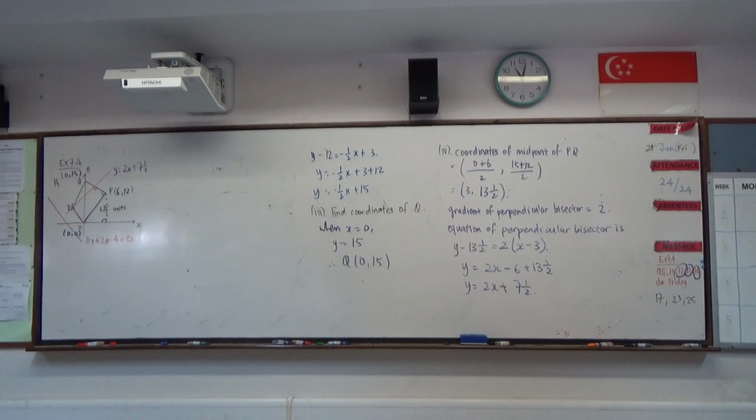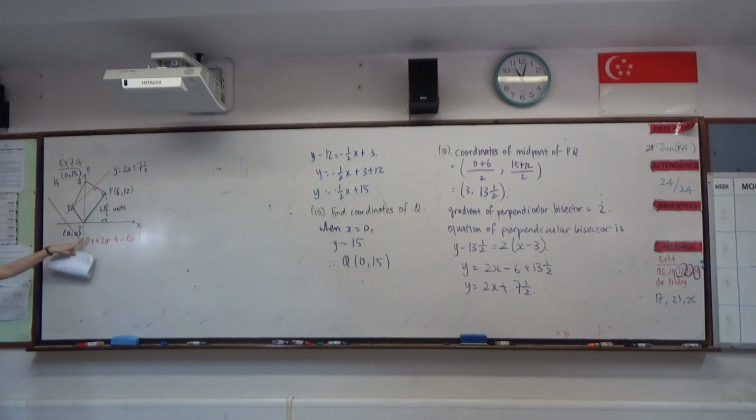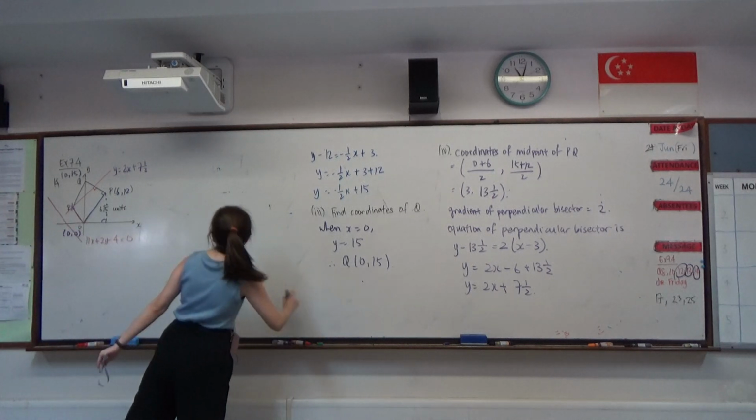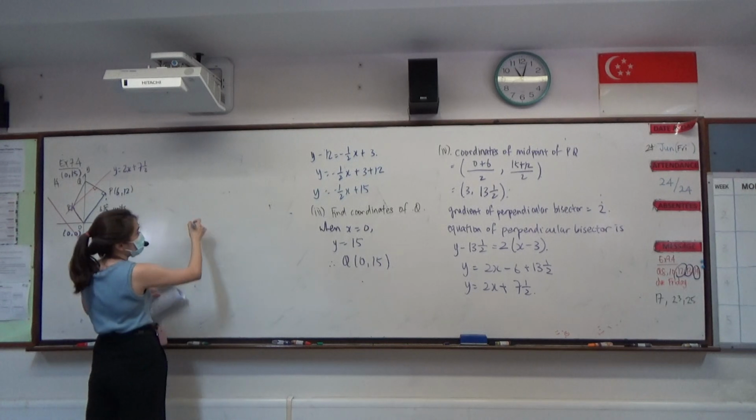Sorry? Find the gradient of this line of OR. How? I wish that your hand is the laser pointer. 11x plus 2y, so find the gradient of this line. Yeah. Okay, so we find the gradient of the line 11x plus 2y minus 4.